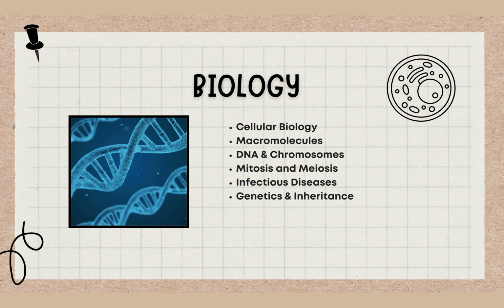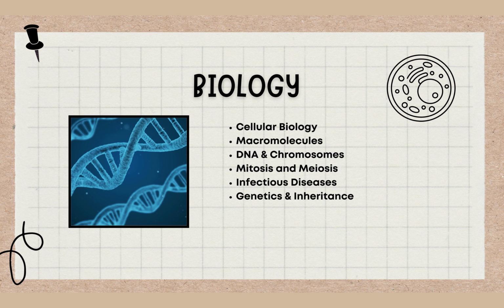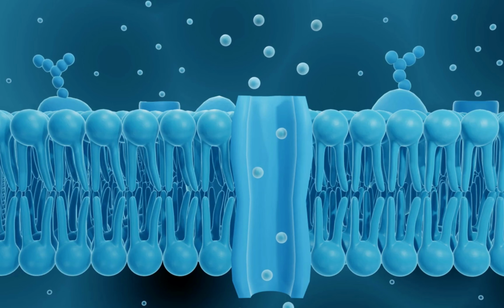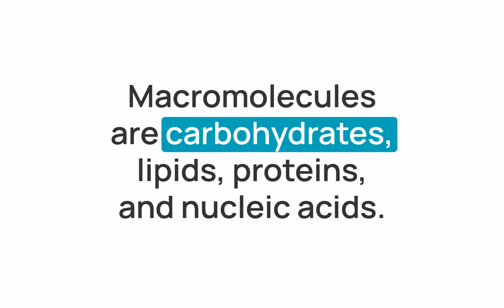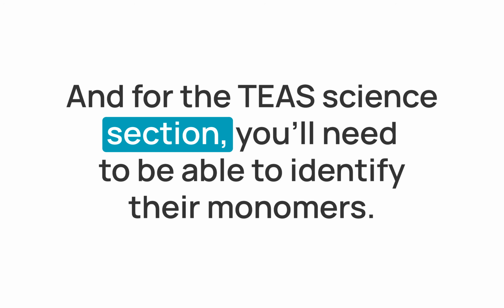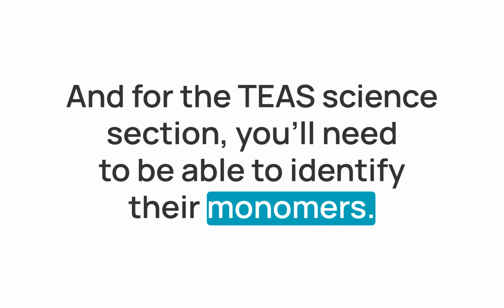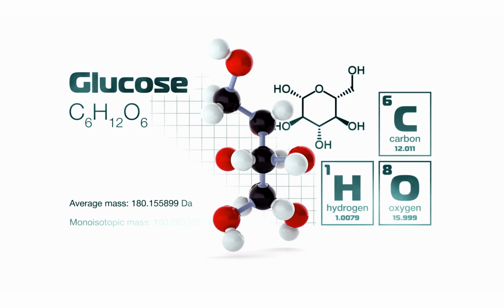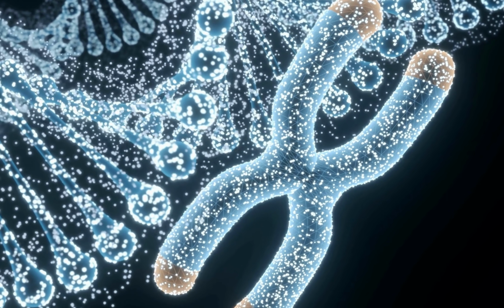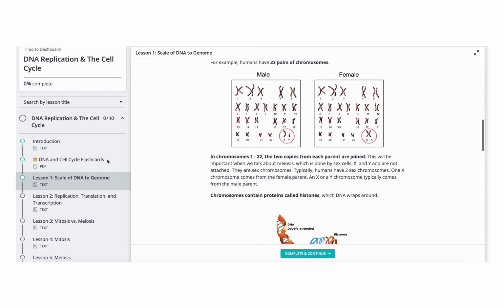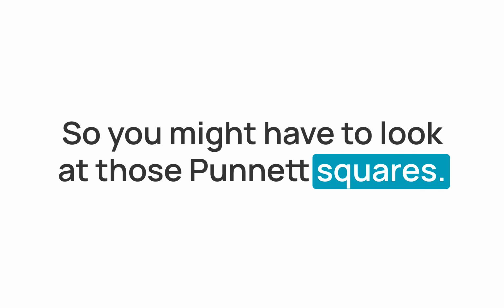Biology covers a lot of cellular biology, including DNA and chromosomes, genetics and inheritance. You'll also need to know macromolecules. Macromolecules are carbohydrates, lipids, proteins, and nucleic acids. And for the TEAS science section, you'll need to be able to identify their monomers and their typical uses in body structures. For genetics and inheritance, it's great to know examples of Mendelian and non-Mendelian genetics and typical ratios for Mendelian crosses. So you might have to look at those Punnett squares.